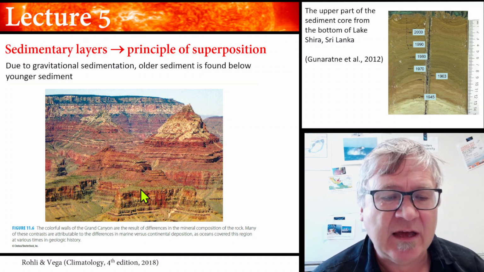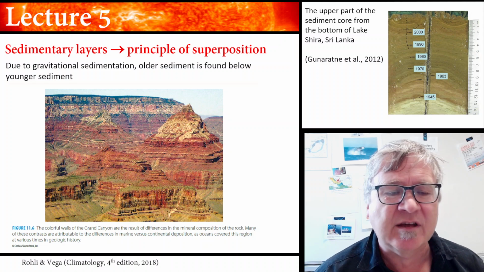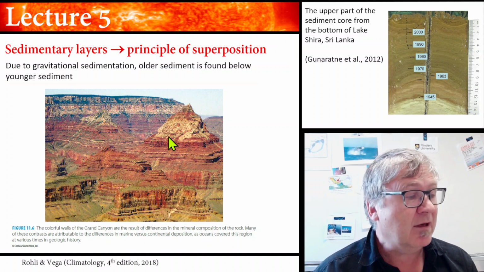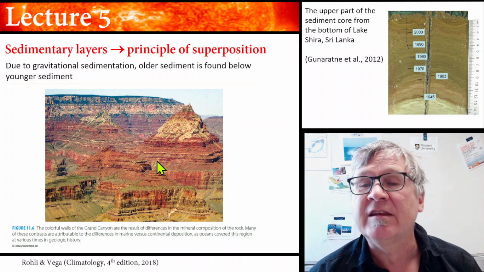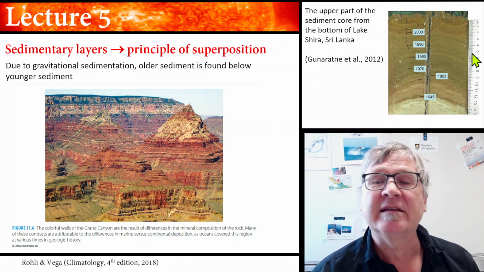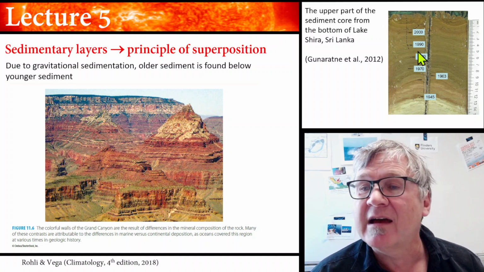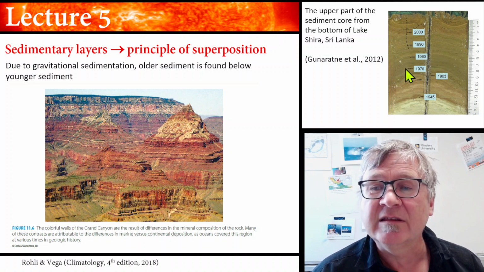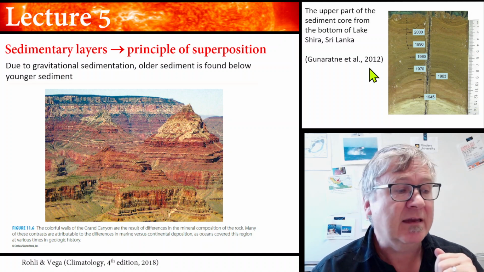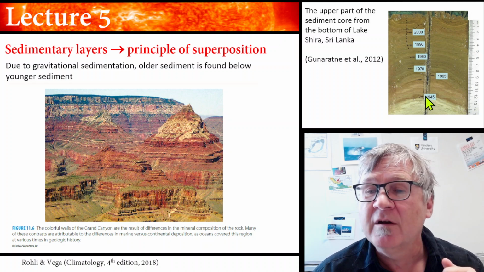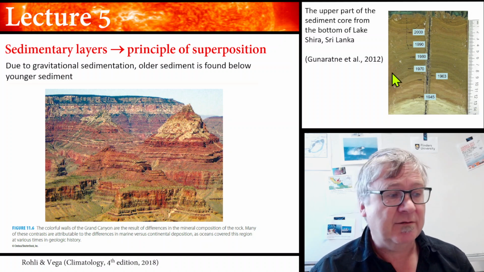Many of these contrasts are attributable to the differences in marine versus continental deposition, as oceans covered this region at various times in geological history. Here we go. So these are the different layers, and we can identify a layering also in sediment cores from the bottom of lakes. And above my head is an example of the bottom of Lake Shira in Sri Lanka. You can see different layers here, darker layers and brighter layers, differences in the colors reflecting different concentrations of organic material. And indicated here is also a dating going back to 1945, and you can identify different layers, events, climate events you can identify here.